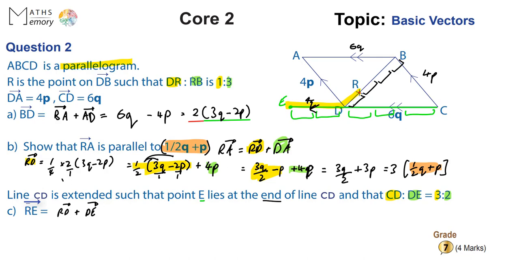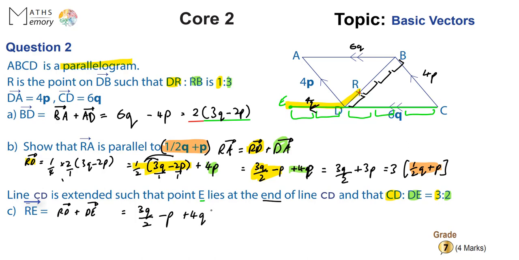So RD, now we have RD already. RD is already something we worked out at the beginning. It was this yellow bit over here. So RD would be 3Q over 2 minus P. Okay, that's your RD over here. And then we want to do D to E. And D to E is simply going to be plus 4Q.